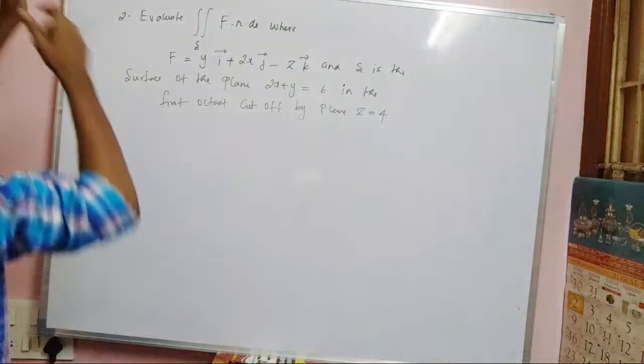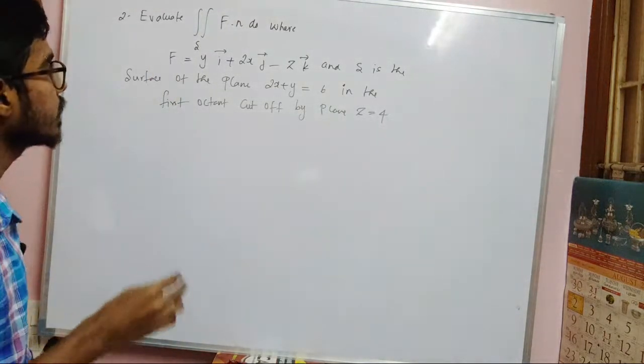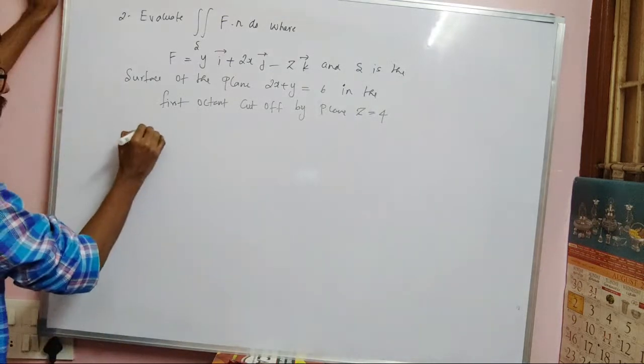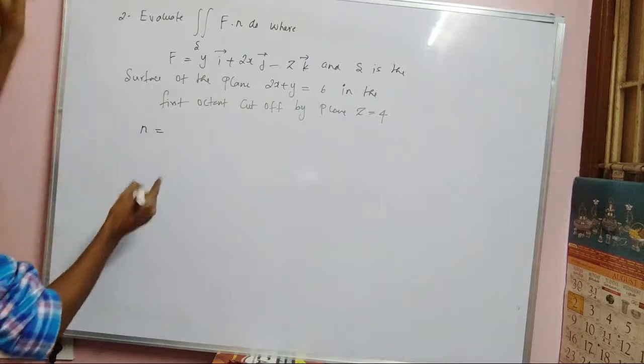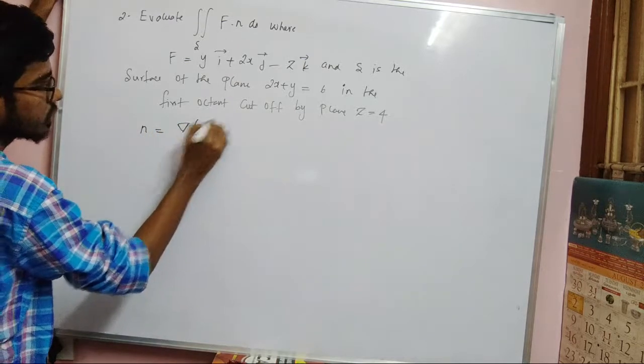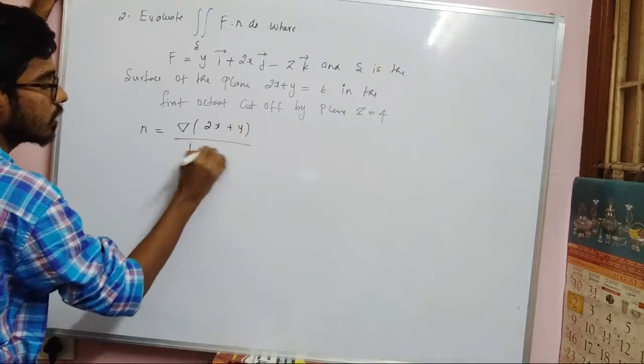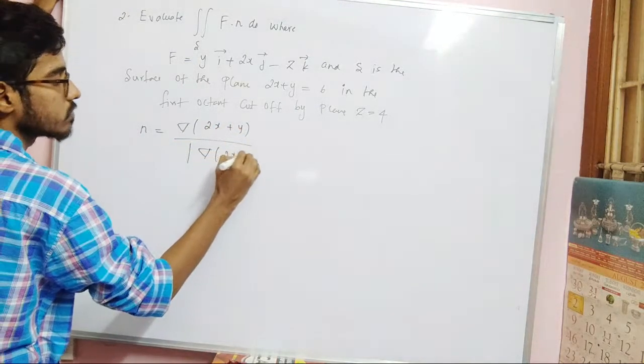So first we need to find the double integral over S of F dot n dS. So first we will find n. What is n here? n is the gradient of the surface divided by the modulus of the gradient of the surface.